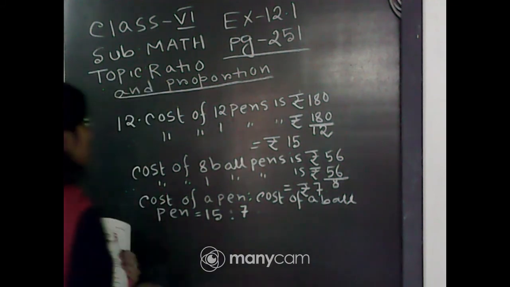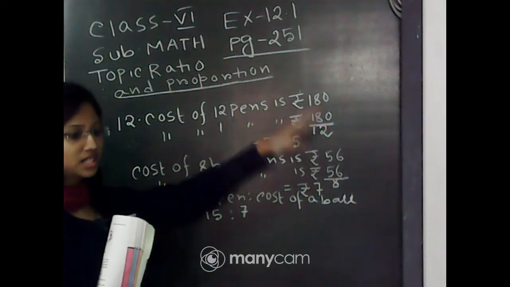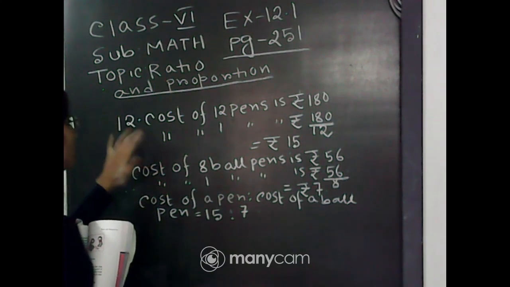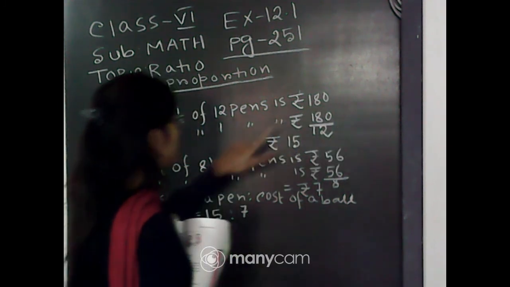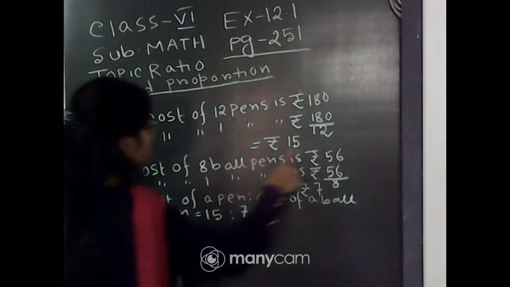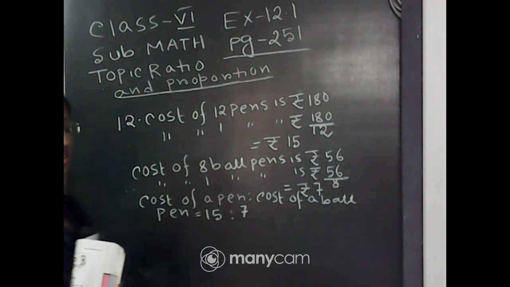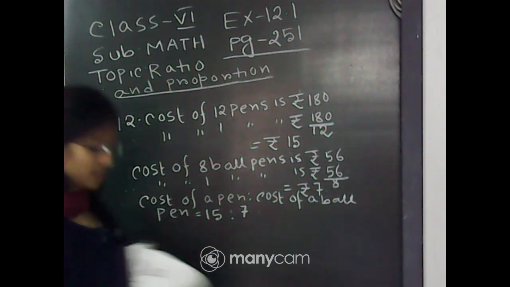Again I repeat, cost of 12 pens is rupees 180, so cost of one pen is rupees 180 divided by 12, that is rupees 15. Cost of 8 ball pens is rupees 56, so cost of a ball pen is rupees 56 divided by 8, that is rupees 7. Therefore, cost of a pen is to cost of a ball pen is 15:7, and this is the answer.